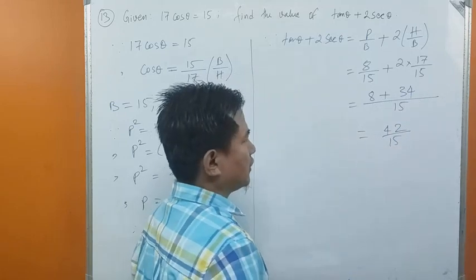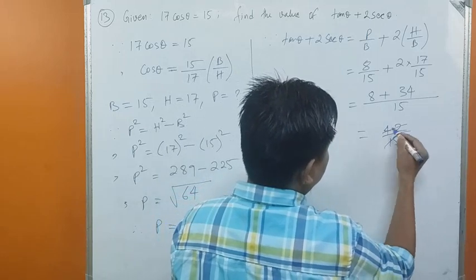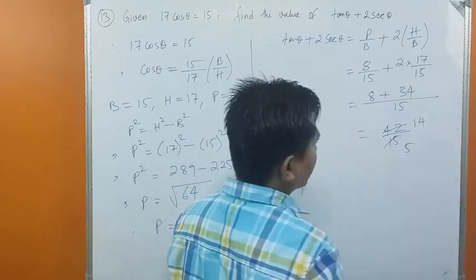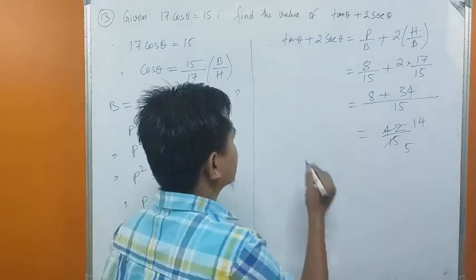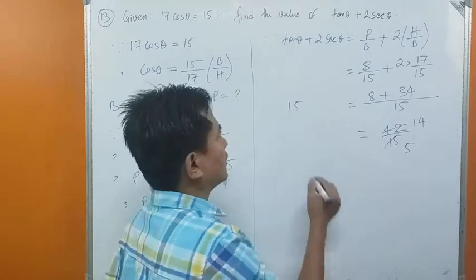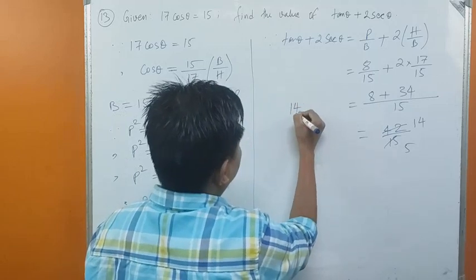Now let's cancel with 3, okay. 3 5s are 15, 3 1s are 3, 4, 1 in hand, 3 4s are 12. Now we cannot cancel 14 and 5, so let's divide to make a mixed fraction, since this is an improper fraction, isn't it? So 14 upon 5.